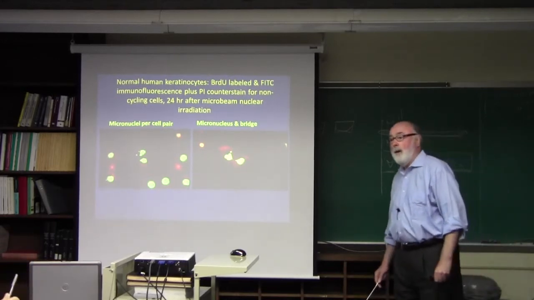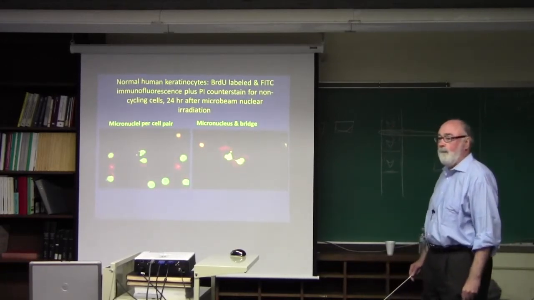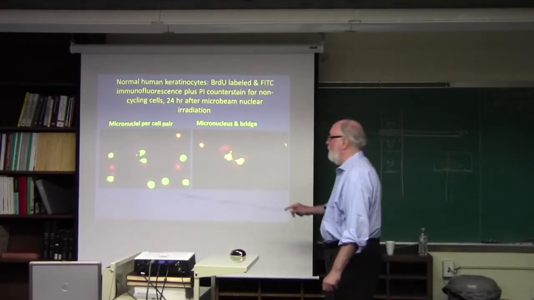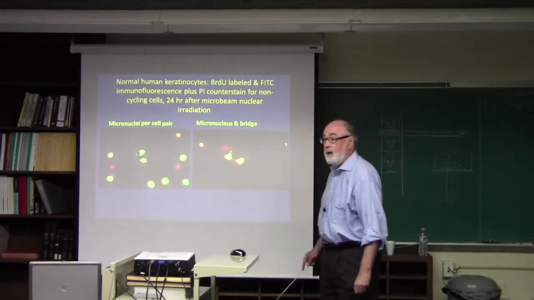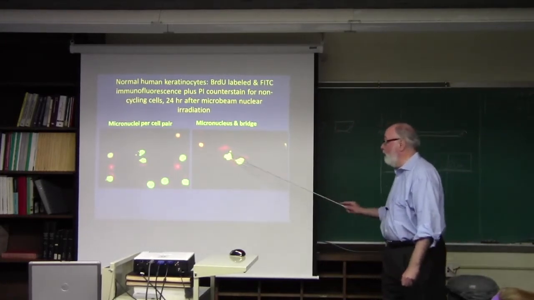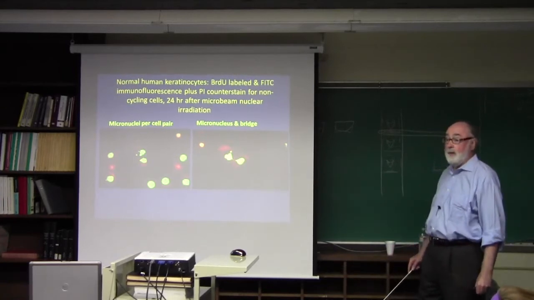So when you see the micronuclei, that means there was no cytokinesis? Oh, no, no, no. On the contrary, there has been cytokinesis. Otherwise, you wouldn't have these two daughter cells, these two daughter nuclei. You have to get cytokinesis.